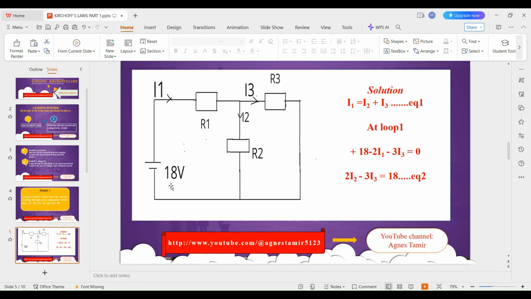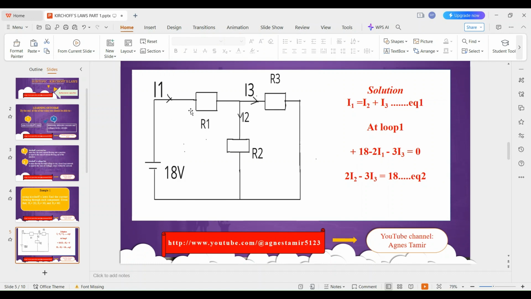Let's look at loop 1 and develop more equations. Using loop 1, that is the current flowing through this loop in a clockwise direction through R1, R2, and back to the source. We know that current flows from a high potential to a low potential, that is from positive to negative. Therefore, this is our positive terminal, and current will flow in this direction and back to the source.